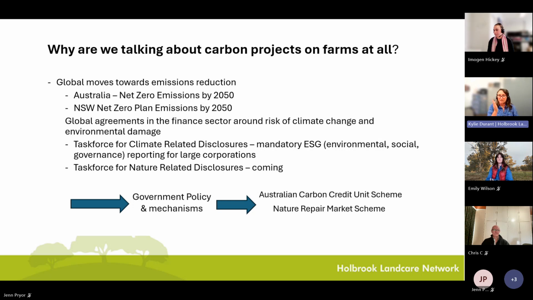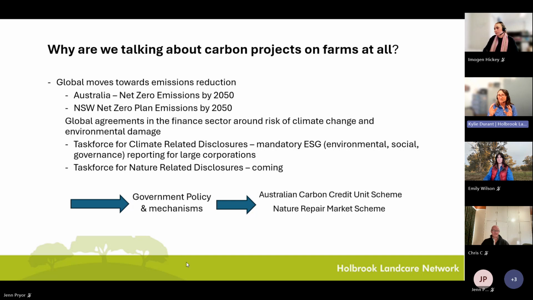In terms of government and policy, the mechanisms that have been developed are around carbon credits. The government policy has put in place the Australian Carbon Credit Unit Scheme, or ACCU scheme, and created the mechanism by which we can now trade carbon credits, or accumulate them and sell them.